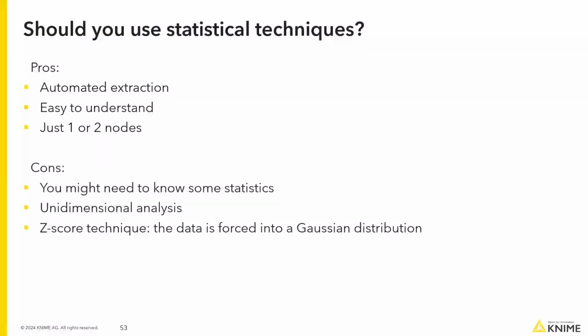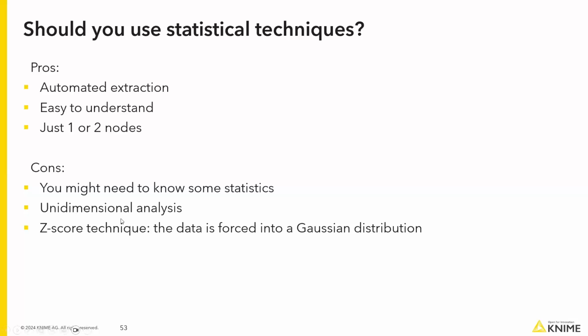So the advantages and disadvantages of statistical techniques: they allow you to automate the outlier detection. They are quite easy to understand and very easy to implement in KNIME Analytics Platform. You just need one or two nodes. Well, there is a disadvantage that you might need to know some statistics. I'm not sure if it's a disadvantage if you want to detect outliers anyway. It allows you to detect only outliers in one column. So this might be a problem if you need to analyze multiple dimensions.